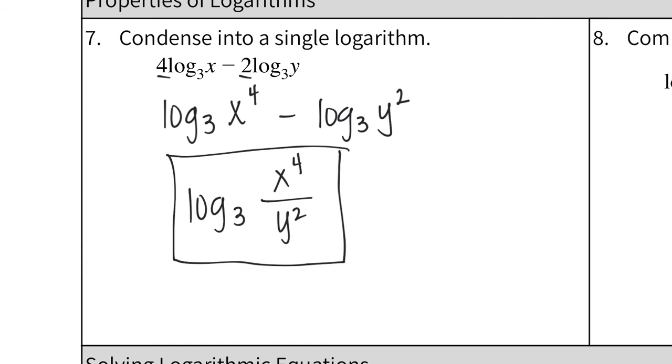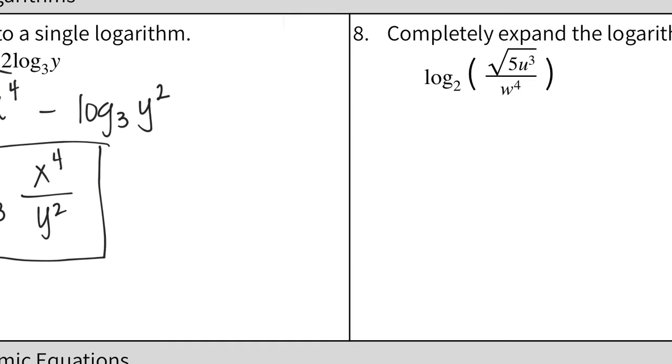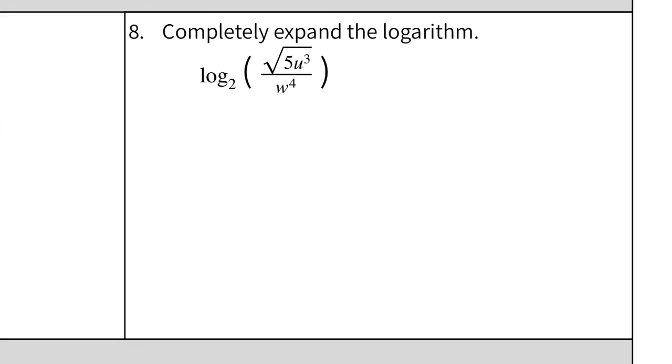But you also have to be able to do this in reverse. So that's what this one is. Completely expand the logarithm. It is 1 logarithm right now. I want to completely separate it. So there's a 5, there's a u, and there's a w. So I know that when I fully expand it, it needs to be at least 3 pieces.